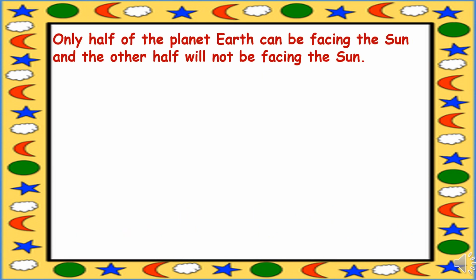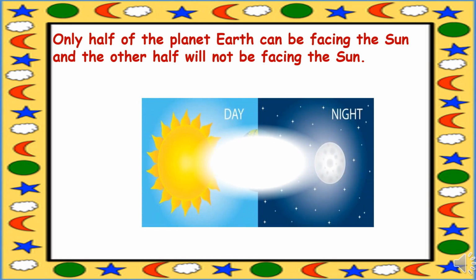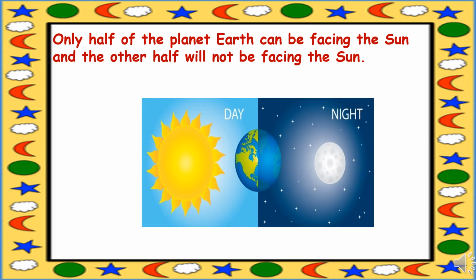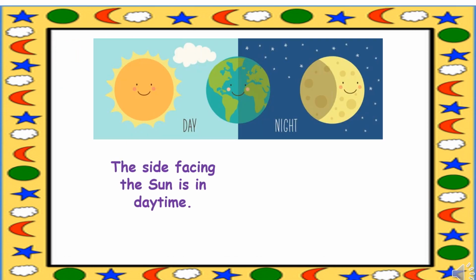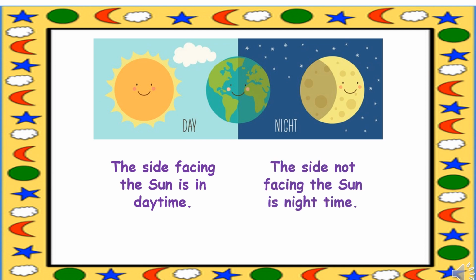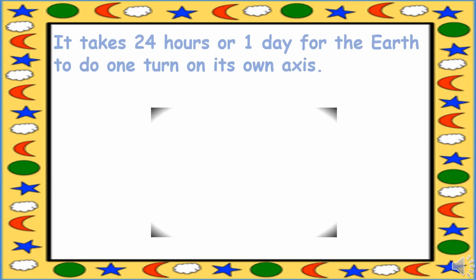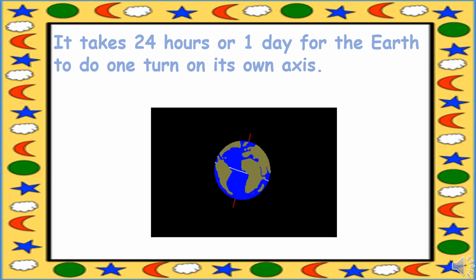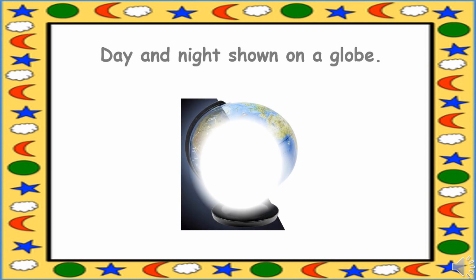Only half of the planet Earth can be facing the Sun, and the other half will not be facing the Sun. The side facing the Sun is in daytime. The side not facing the Sun is nighttime. It takes 24 hours or 1 day for the Earth to do one turn on its own axis. We can have a look on the day and night shown on a globe.